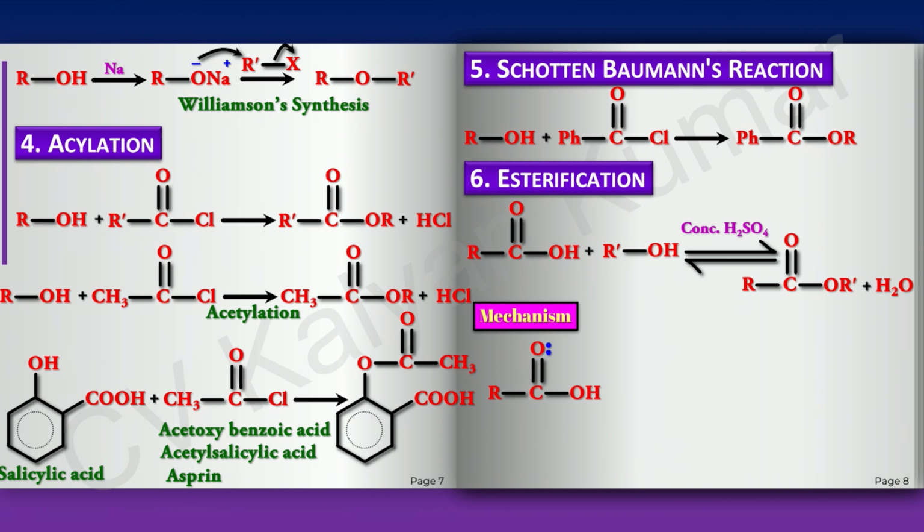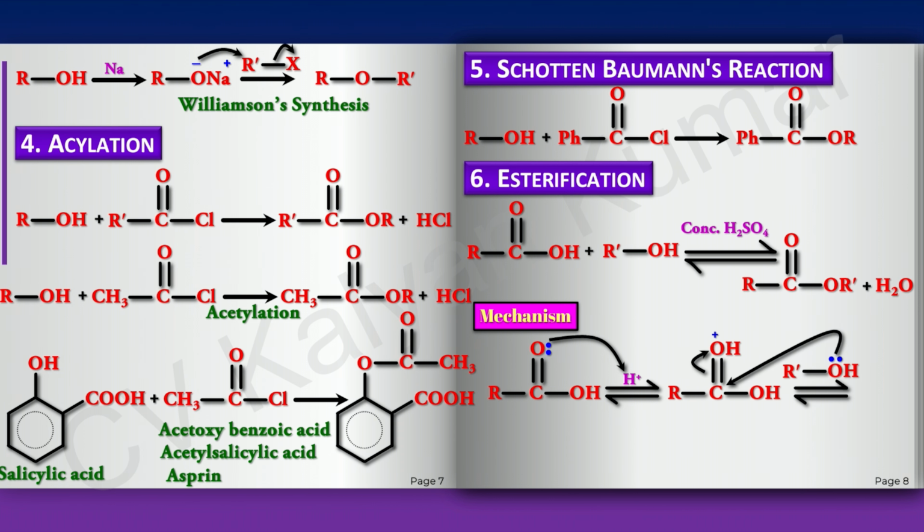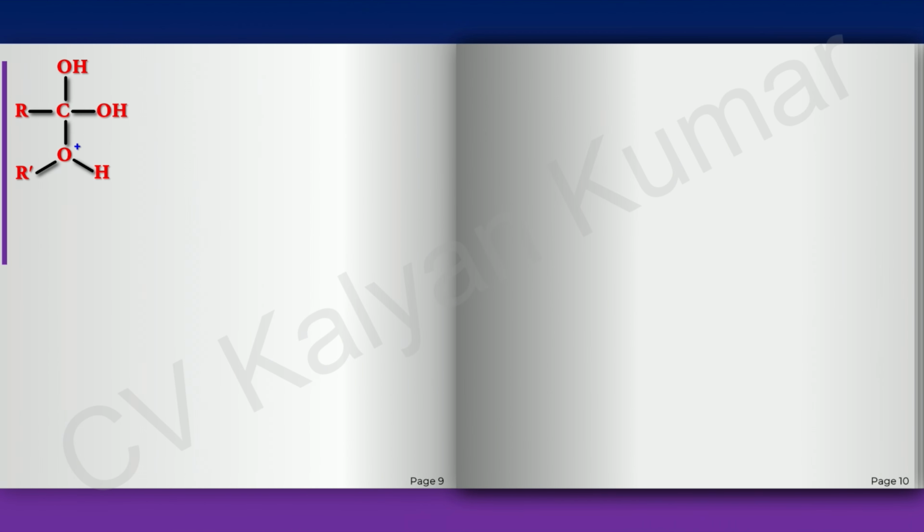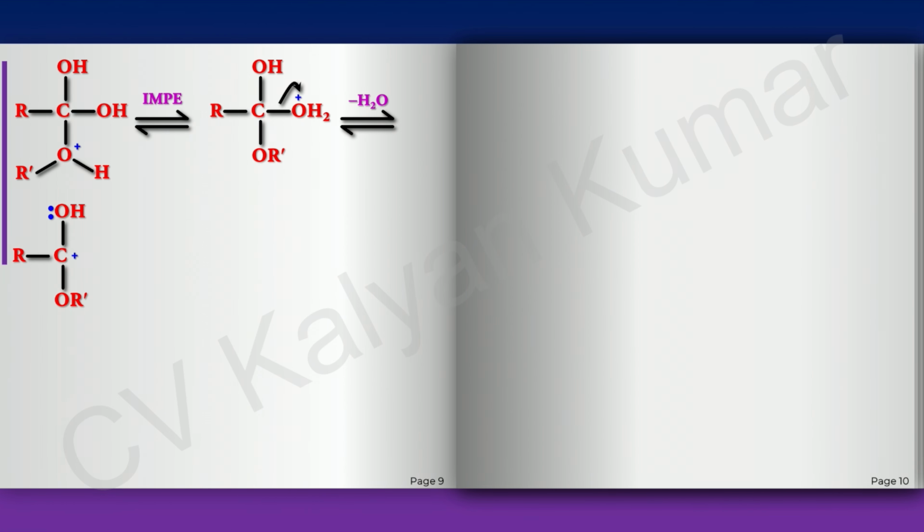So the mechanism goes like this. You have the lone pair on O. This takes the H plus and goes like this. And then there is the alcohol with a lone pair attacking the electrophilic carbon. This goes here. And we are going to get the protonated one. Then you have intramolecular proton exchange. So this H goes to one of the OH. Remember, they'll keep migrating. But once it reaches one of the OH, another thing that can happen is it can leave as water, which means you'll get a carbocation, which is going to be resonance stabilized. And so this will lose an H plus and you'll get the ester.